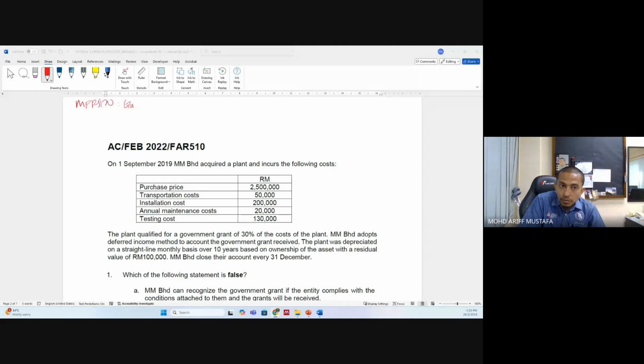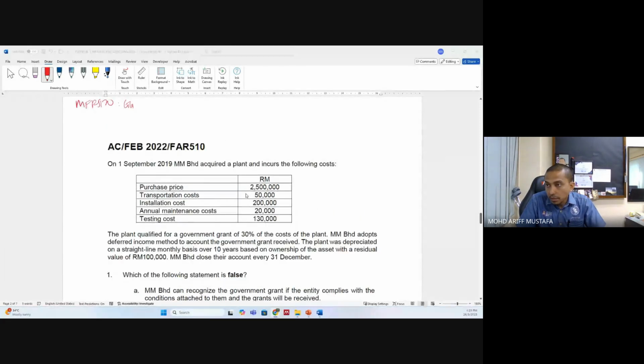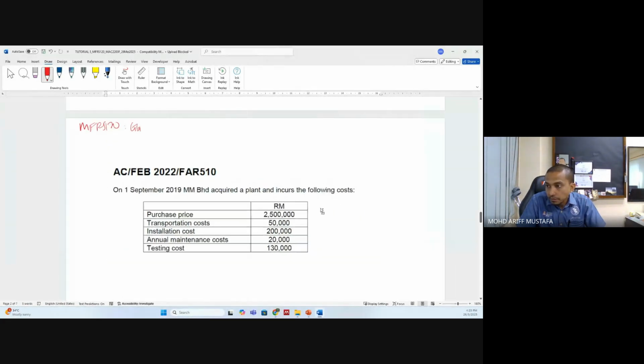Right, so again, our topic now is MFRS 120 government grant. We are focusing on a past year paper, which is a multiple choice past year question from February 2022 for this subject, 510. Okay, on 1st September, we proceed. I will do all the working here.